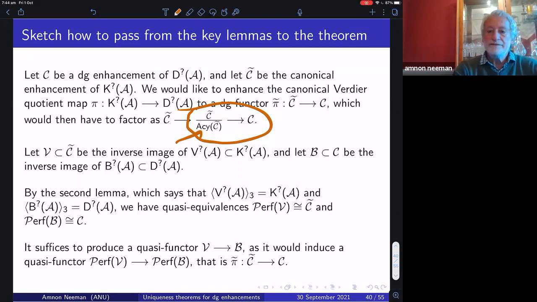And our second lemma says that in 3 steps, the V generates all of K, which says that in 3 steps, B has to generate all of D. And this gives us that the perfect closure of V has to be C tilde, and the perfect closure of B has to be C. So it suffices to produce a quasi-functor from V to B, since this would induce a quasi-functor from perf V to perf B. So we have to produce a quasi-functor from V to B.